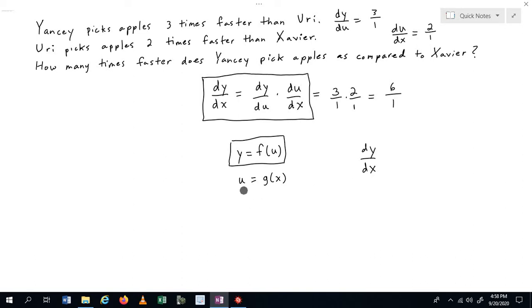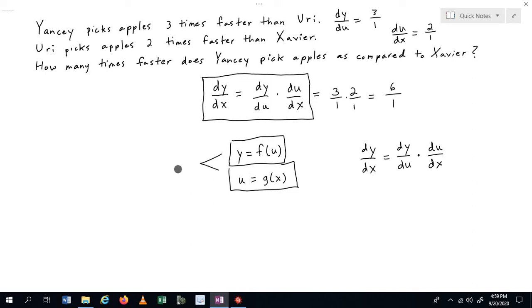But as long as you know u in terms of x, then you can find the derivative of y with respect to x by taking the derivative of y with respect to u, which you do know the relationship between those two, and then multiplying it by the derivative of u with respect to x. And again, we're presuming that you know the relationship between u and x.